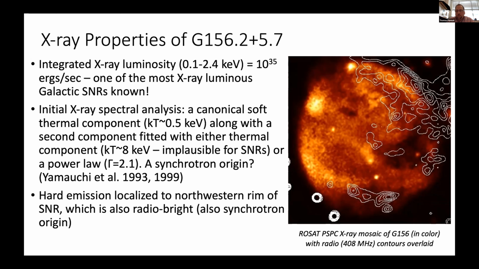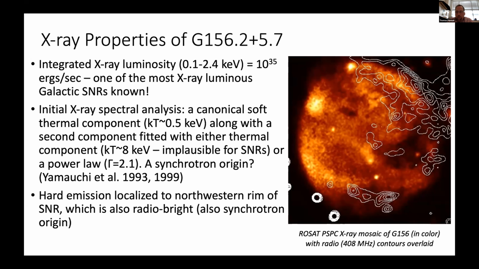The subsequent observations localize the hard X-ray emission to the northwestern rim. It's because this rim is also radio bright, and for the large majority of supernova remnants, the radio emission is synchrotron. This becomes a very attractive site for analysis, where we can use synchrotron models constrained by direct radio observations to understand the X-ray emission from this remnant, to understand the hard component of the X-ray emission as we observe it.